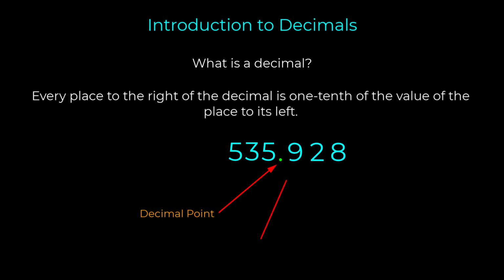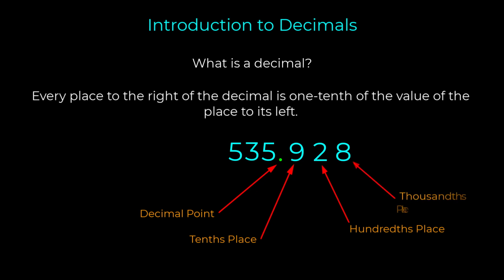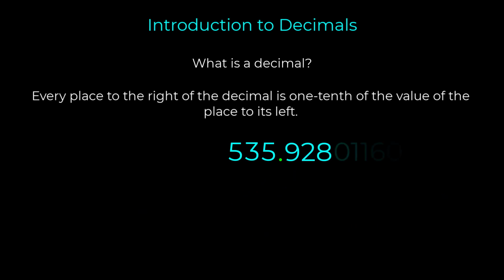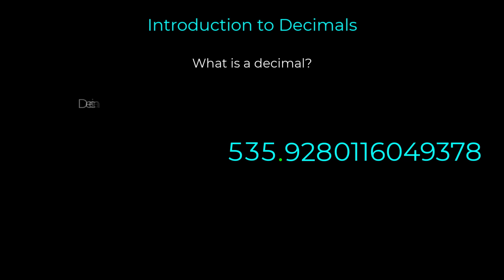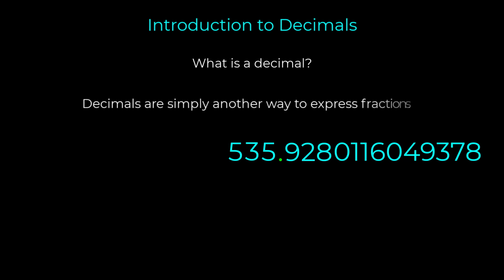That is, the first place to the right of the decimal is the 10th place, the place to the right of that is the 100th place, and the place to the right of that is the 1000th place. I can continue adding digits to the right for as long as I want. Each place will be 10 times smaller than the one to the left of it. Decimals are simply another way to express fractions.